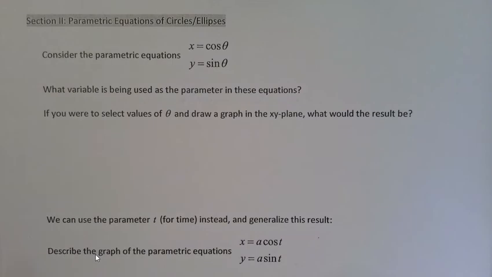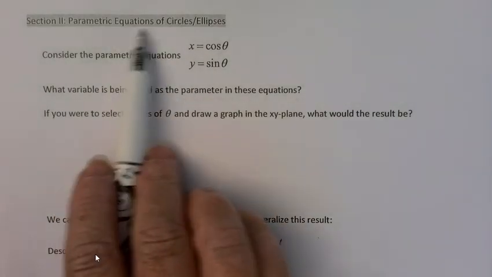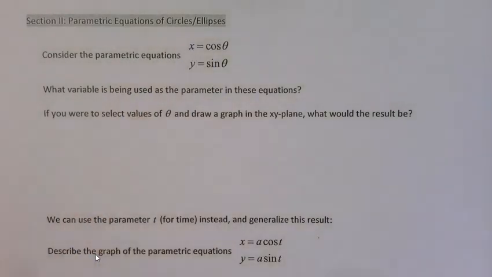So we are still in section 10.1. This is part B, and we've looked at parametric equations of lines. We'll now look at parametric equations for circles and ellipses. We actually already know a lot about this just from our work with Trig.